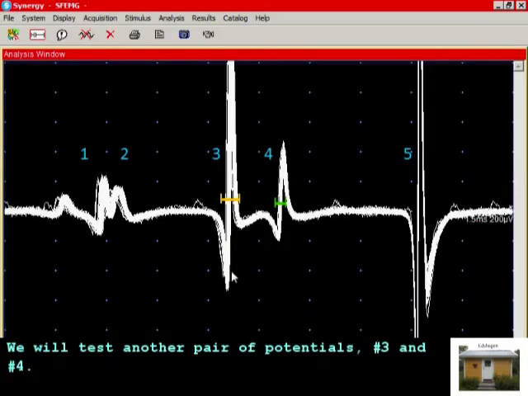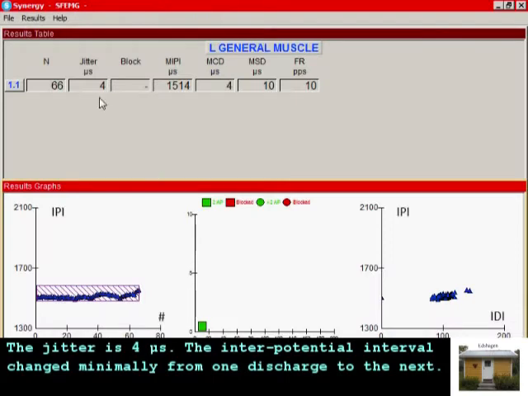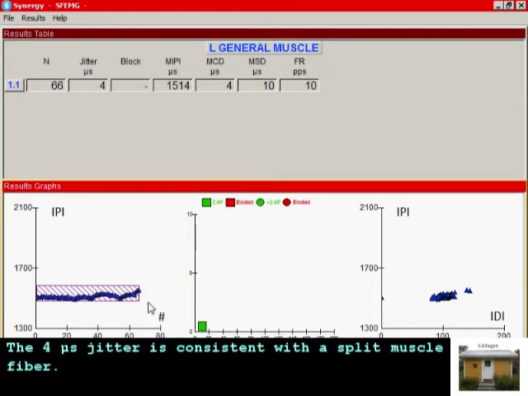We will test another pair of potentials, number 3 and 4. This has a shorter interpotential interval, and that should reduce the effect of the velocity recovery function. The jitter is 4 microseconds. The interpotential interval changed minimally from one discharge to the next. It also shows a slight trend towards higher values near the end of the epoch. The 4 microseconds jitter is consistent with the split muscle fiber.